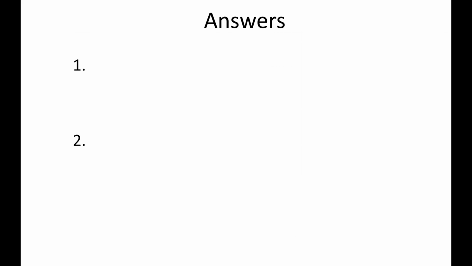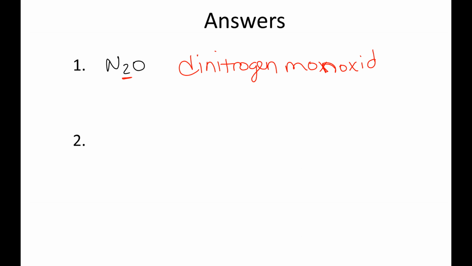Okay, so the first one was N2O. Now there are two N's, so we're going to say dinitrogen, but there's only one O, so it's monoxide. So dinitrogen monoxide.